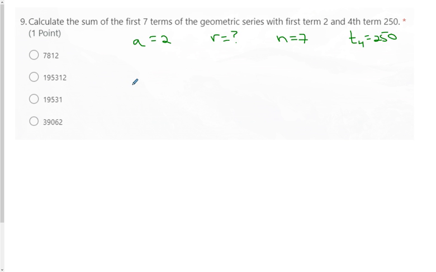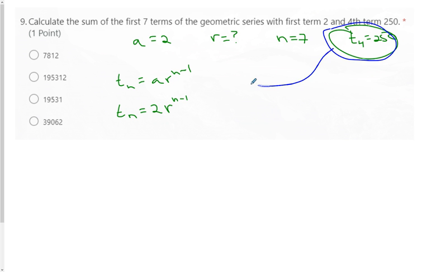Let's try our general term. Okay? So our general term is going to be a r to the n minus 1. a is 2. We don't know r. Now we can actually take our fourth term. Let's do that in a lovely royal blue. Let's sub that in, and we're going to sub in a 4 everywhere we see an n. So our fourth term is 250 equals 2 times r to the 4 minus 1. Everywhere we saw an n, we put in a 4.